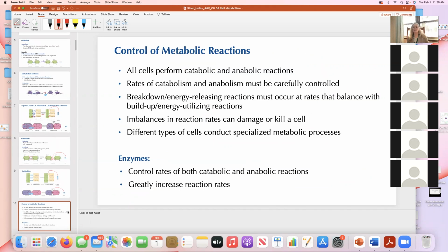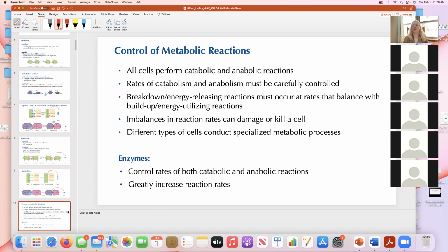So you have all of these metabolic reactions. Your cell has ongoing performance of both catabolic and anabolic reactions happening in your body all at the same time. But the rates of these reactions have to be carefully controlled. This is all part of homeostasis. You can't just be willy-nilly breaking down all the structural proteins of your body. We'd all be Gumby, right? We'd have no structure. All right.